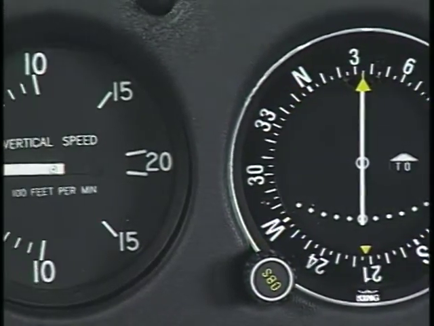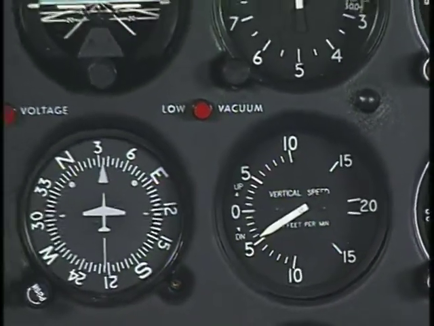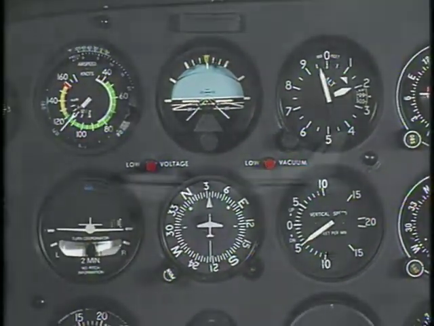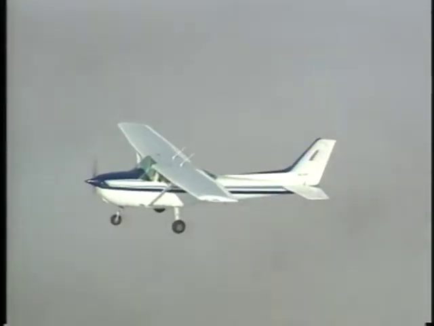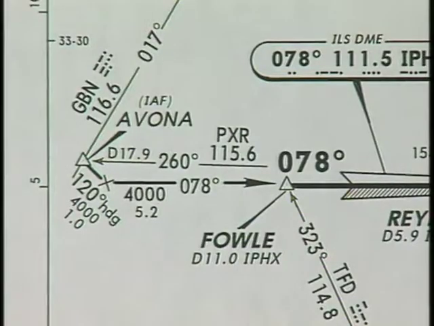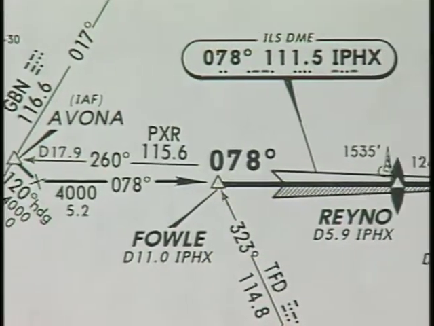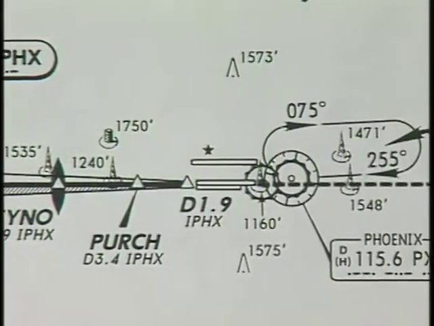Phoenix Approach, Cessna 241, leaving 12,000 for 10,000. Cessna 241, report Arlen. Phoenix Approach, Cessna 241 at Arlen. Cessna 241, turn left heading 055, maintain 5,000 until established on the localizer. Cleared for the ILS runway 7 left approach. Contact Phoenix Tower at Reno on 120.9.